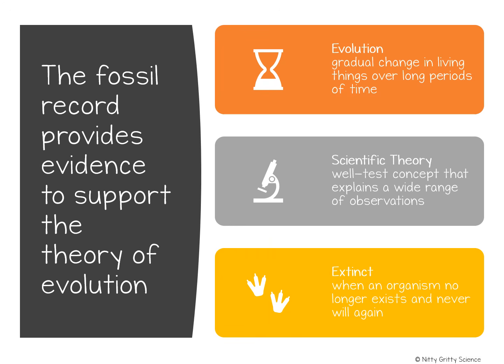The fossil record provides evidence to support this theory of evolution. And a scientific theory is a well-tested concept that explains a wide range of observations. So not only does the fossil record show that millions of organisms have evolved gradually over long periods of times, but that many have also become extinct or they no longer exist and probably will never again on Earth.